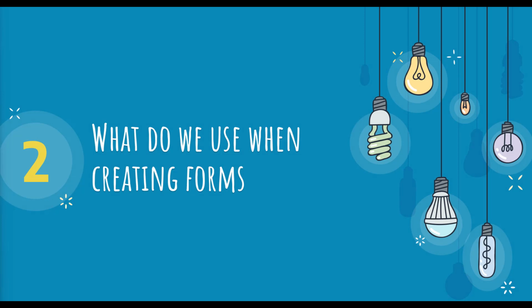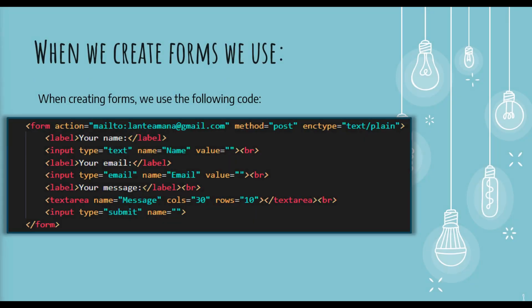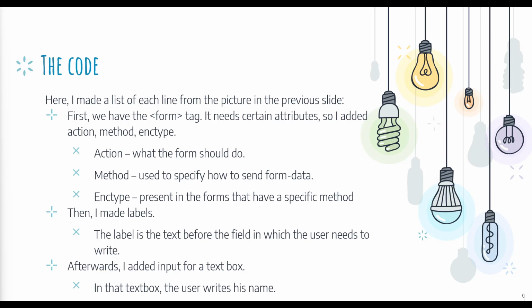What do we use when creating forms? When creating forms, we use the following code. Here, I made a list of each line from the picture in the previous slide. First, we have the form tag. It needs certain attributes, so I added action, method, and enctype.